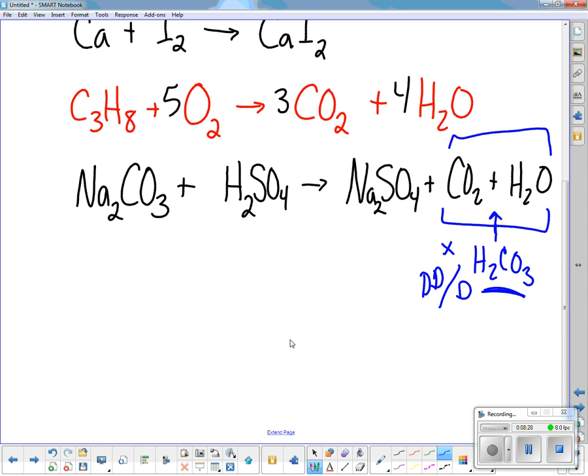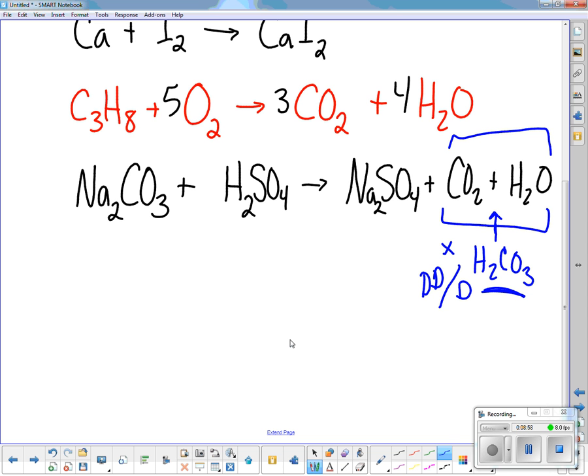2 sodiums, 1 carbon, 1 carbon, 1 sulfur, 1 sulfur, 2 hydrogens, 2 hydrogens. 3 plus 4 oxygens is 7. 4 plus 2 is 6, plus 1 more is 7. It's balanced. Sorry, I forget that we haven't gone through that. Okay, so I'm going to have 3 more that I will do with you. The rest you're going to be doing on your own here for a minute.